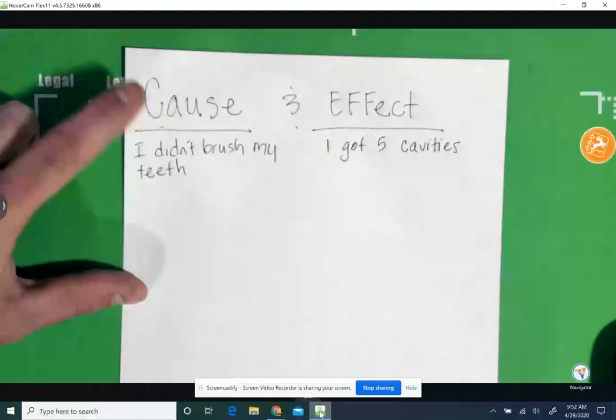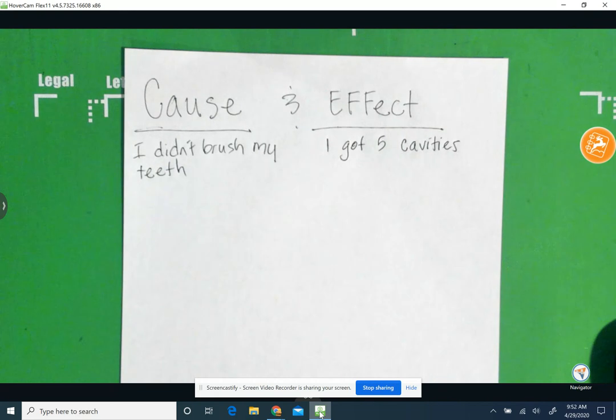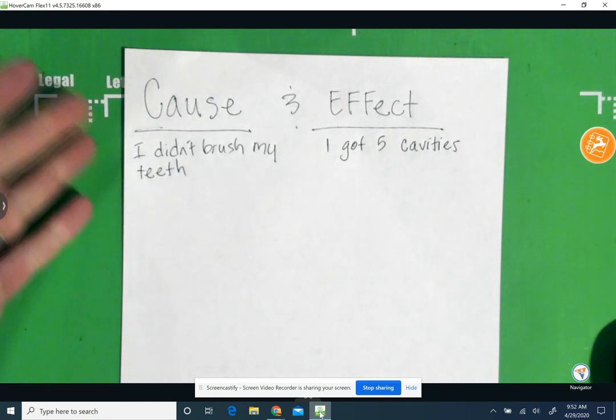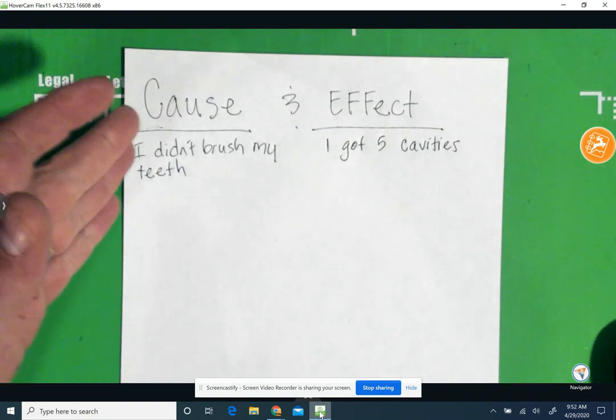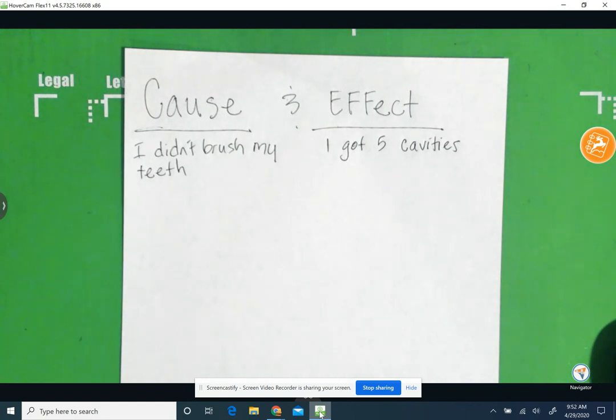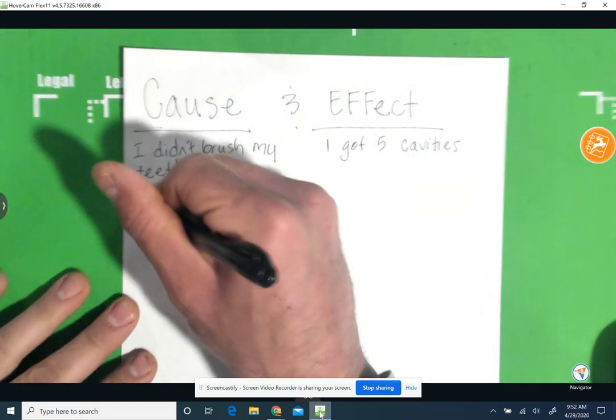Why something happened and what happened? Why something happened? Well, I didn't brush my teeth. That's why something happened. Well, what happened? I got 5 cavities. Okay.